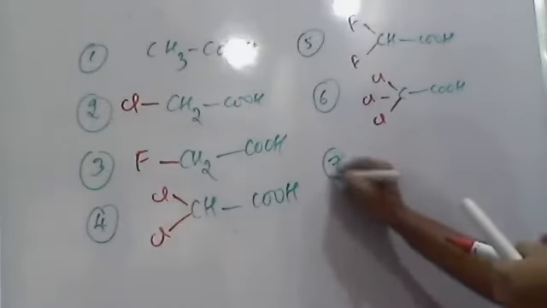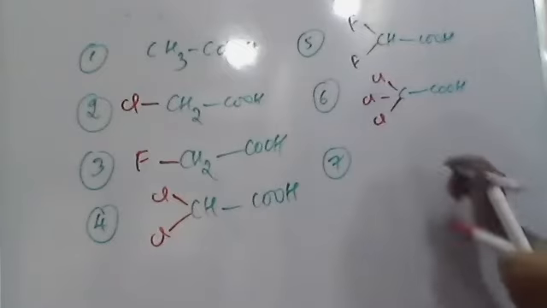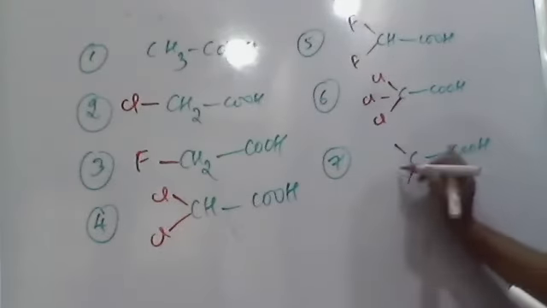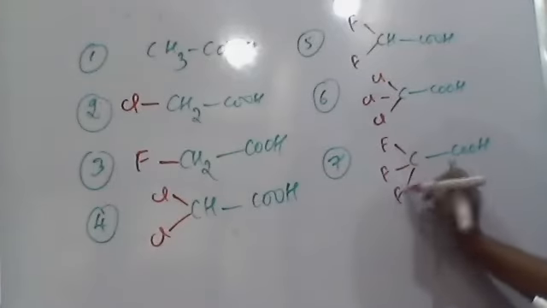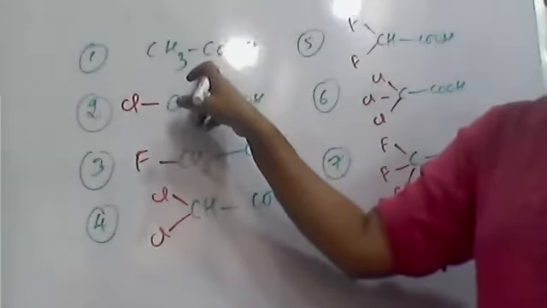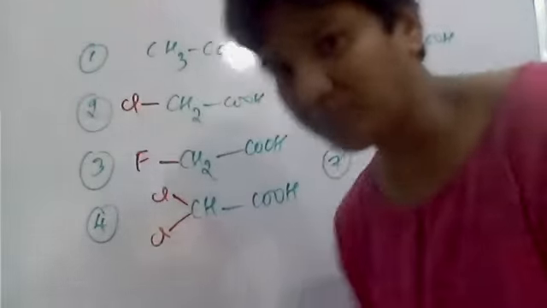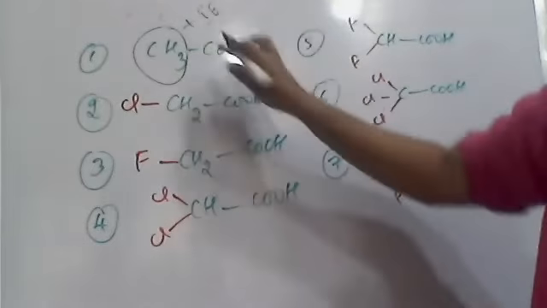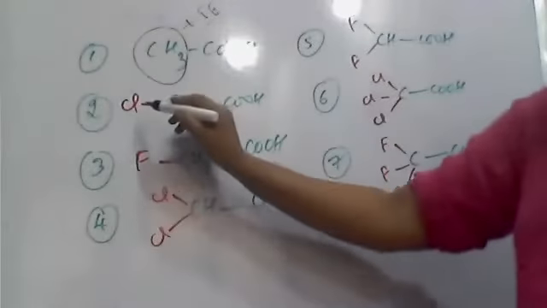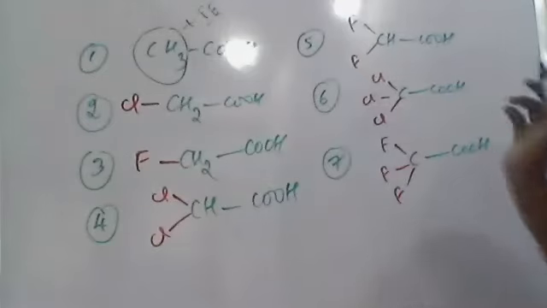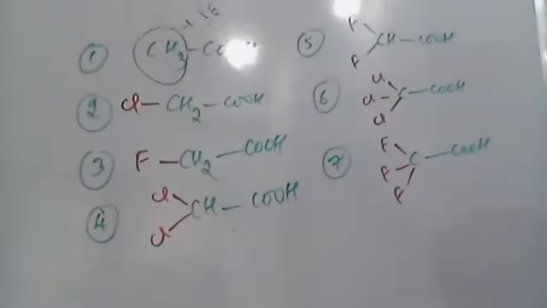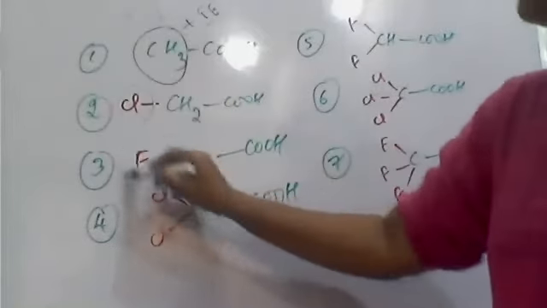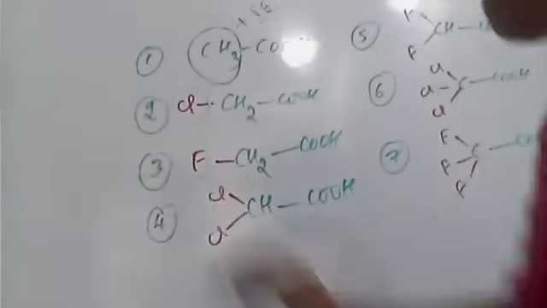And next, the seventh one. This time all the hydrogens of this methyl carbon are replaced by fluorine. So here, the first is acetic acid, where this methyl group shows plus I effect. Therefore, it must be a weaker acid, definitely. Then chlorine and fluorine are there. Remember, the methyl is plus I effect, whereas fluorine and chlorine are minus I groups.